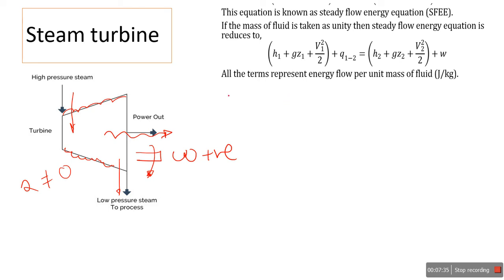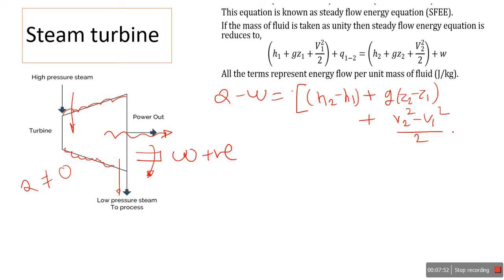Write down the first steady flow equation, again Q minus W for unit mass, equals the change in enthalpy H2 minus H1, the change in potential energy Z2 minus Z1, plus the change in kinetic energy V2 square minus V1 square by 2. Okay, for the turbine I assume there is a negligible difference in height, and no change in kinetic energies. Q is 0, W is positive, and there is H2 minus H1.